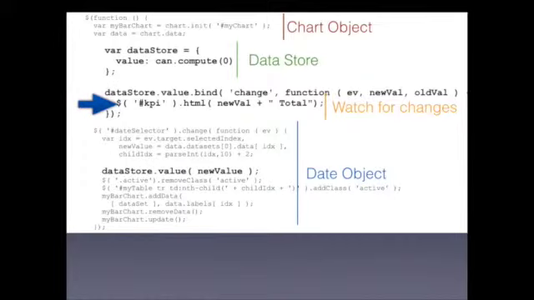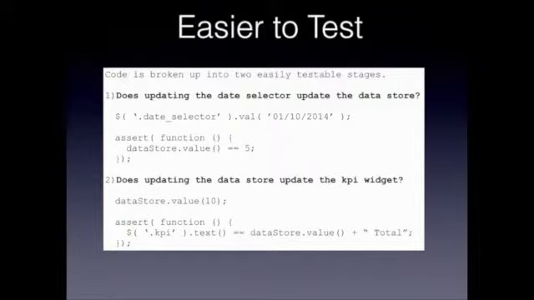So the code is broken up into two easily testable stages. Now you can ask two questions. One, does updating the date selector update the data store? Then you just call the code to update the date selector and check to see if its value is updated in the data store. And two, does updating the data store update the KPI widget? You just update the data store in code and then check the KPI widget to see if it has the correct value.